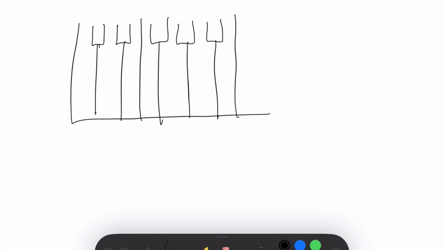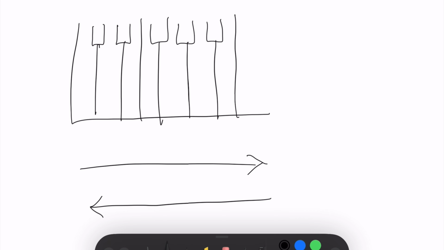And so in this case, you can either move forward or move backwards. If you move forwards, then you are sharpening the notes. If you move backwards, then you are flattening the notes.